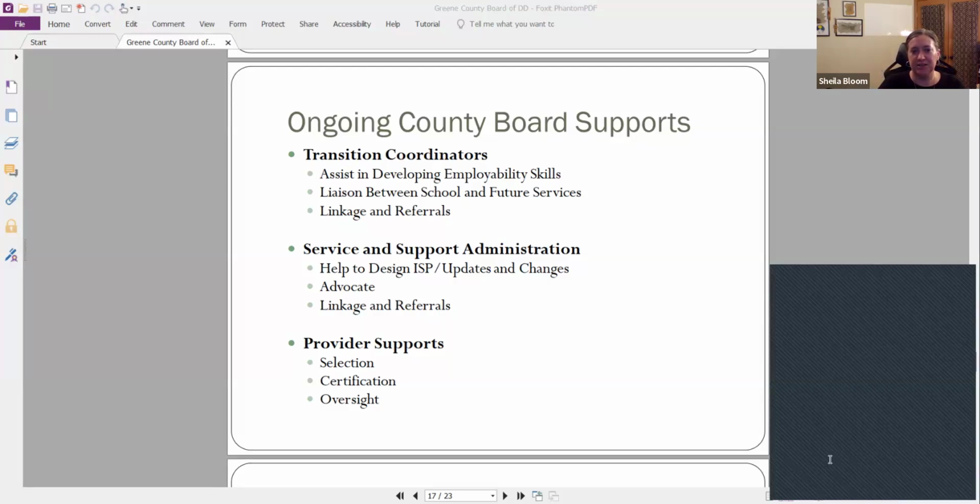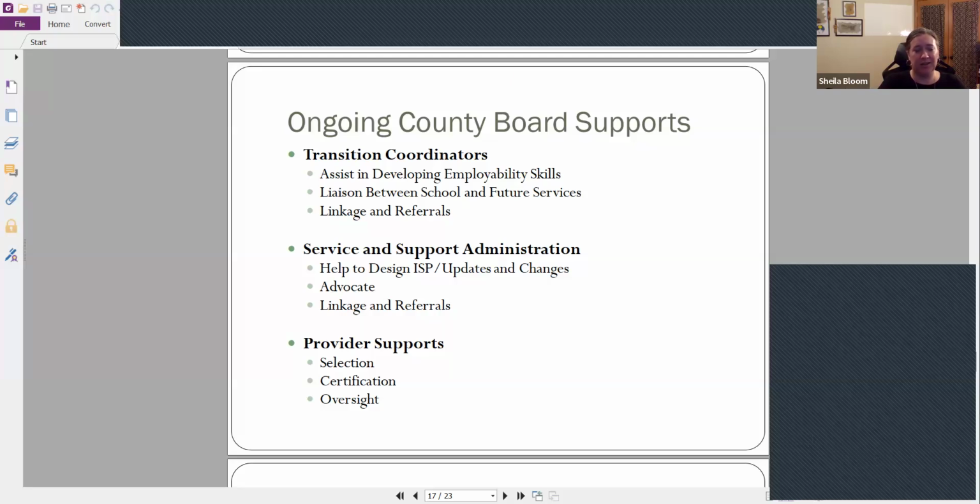Service and support administration, or case management. These are the folks that are going to be your point of contact at the county board, especially if you have a waiver. They're going to help design the ISP, or the individual service plan. And this is really what dictates the services and authorizations for those on waivers. It's going to address everything from medical needs, daily living, the things your individual is good at, the things they struggle with, risks, what's important to folks.